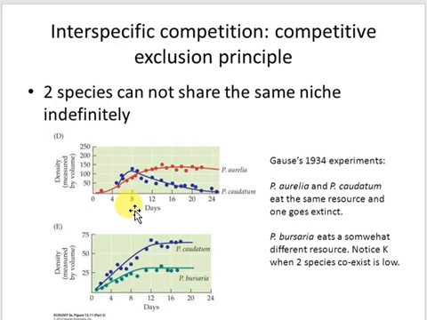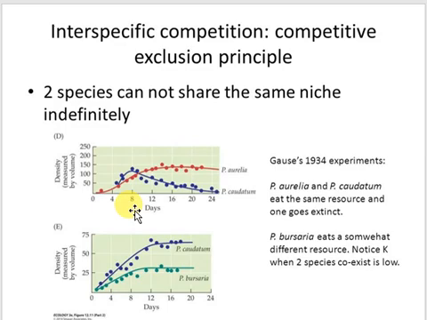The competitive exclusion principle was founded in 1934 by a biologist named Gause, who was performing a series of experiments using Paramecium. Paramecium is a genus of protists, and he cultured several different Paramecium species. He had Paramecium aurelia, Paramecium caudatum, and Paramecium bursaria.